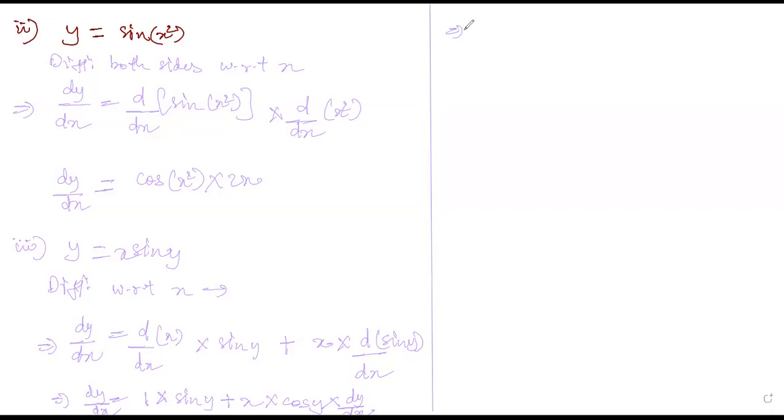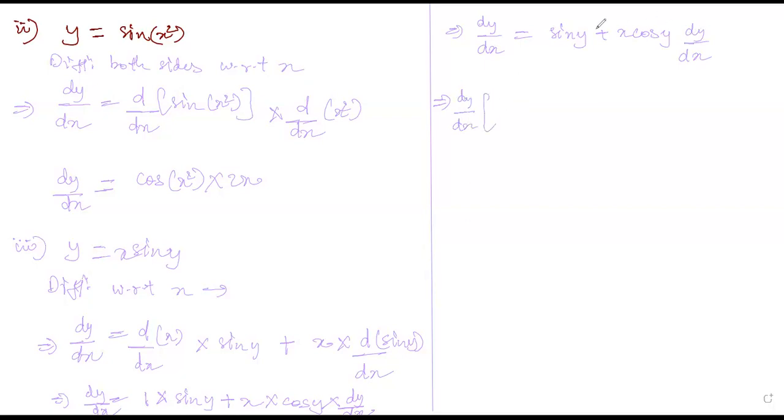So dy by dx is equal to sin y plus x cos y dy by dx. We can also replace dy by dx with y1 if we want, because y1 is also a very common abbreviation used for the first differentiation, or dy by dx. Or we can also let it be as it is.